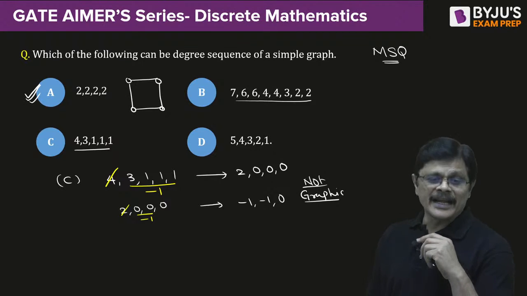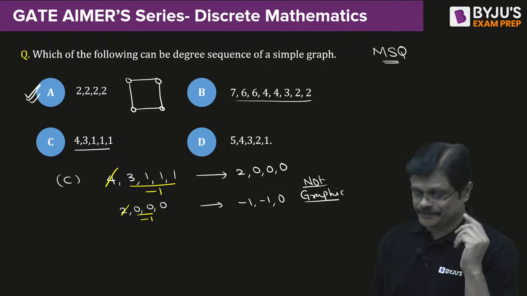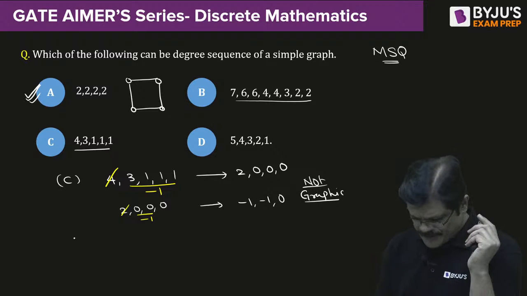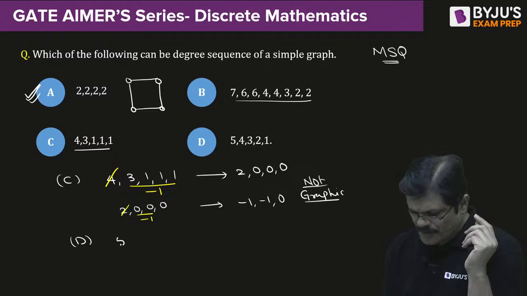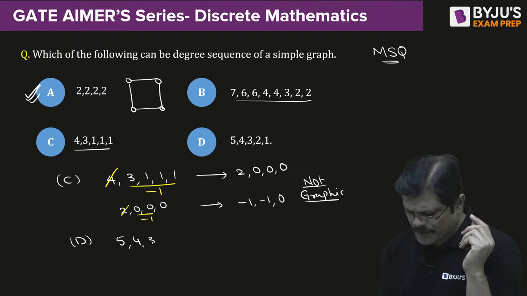Okay? Is the idea clear? All of you able to follow? Next, what about D option? 5, 4, 3, 2, 1.